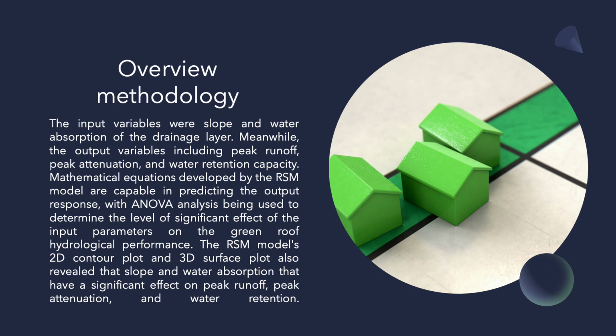Mathematical equations developed by the RSM models are capable of predicting the output response, with ANOVA analysis being used to determine the level of the significant effect of the input parameters on the green roof hydrological performance. The RSM models' 2D contour plot and 3D surface plot also reveal that slope and water absorption have significant effect on peak runoff, peak attenuation, and the water retention.